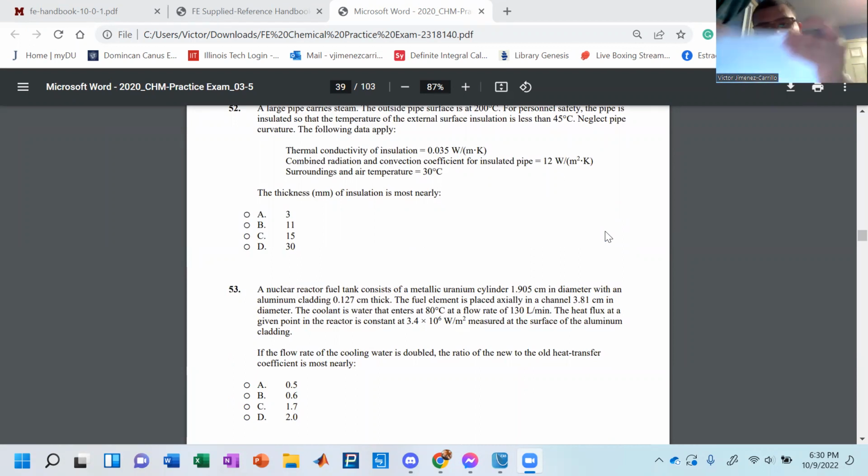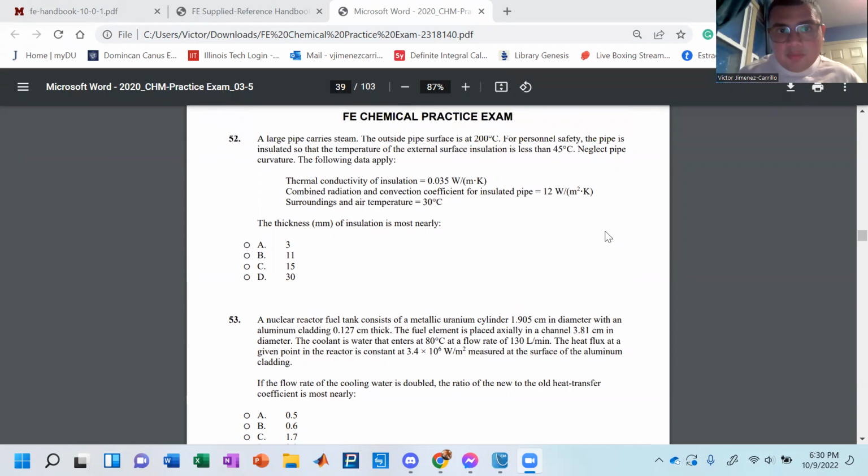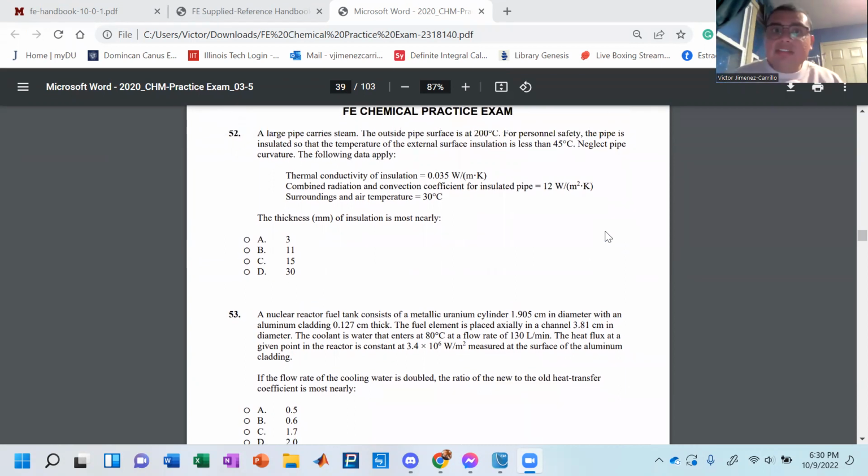52 is annoying. 52 says a large pipe carries steam. The outside of the pipe surface is 200 degrees. For personal safety, the pipe is insulated, so the temperature of the external surface insulation is less than 45 degrees. Neglect curvature and apply the following data. They give you the thermal conductivity of insulation, the combined radiation conduction coefficient for the pipe, the surroundings, the air temperature, and the thickness of the insulation is most likely blank.